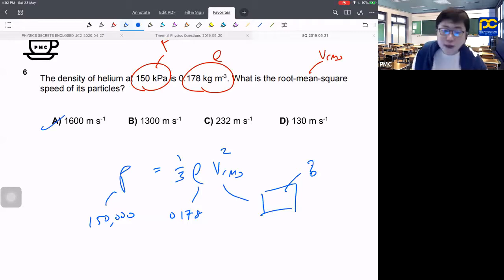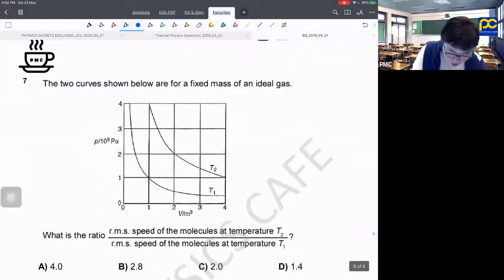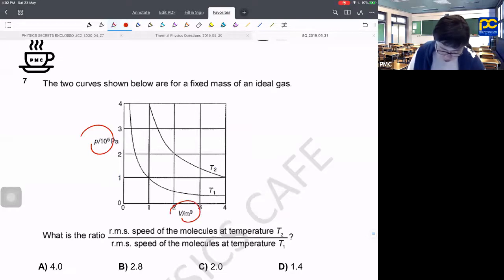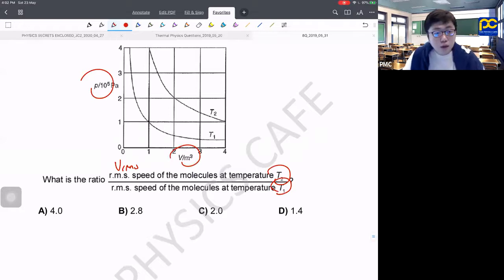Then we look at question 7 now, okay? This one is easy, right? Question 7. I see they give me pressure and volume. They ask me to find the ratio of the speed, the root mean square speed. Then they give me two graphs of different temperatures, T1 and T2.